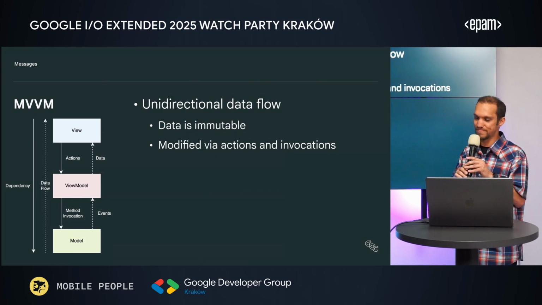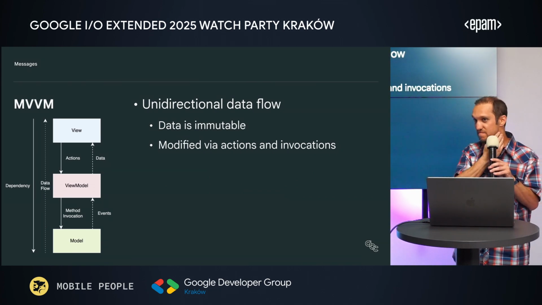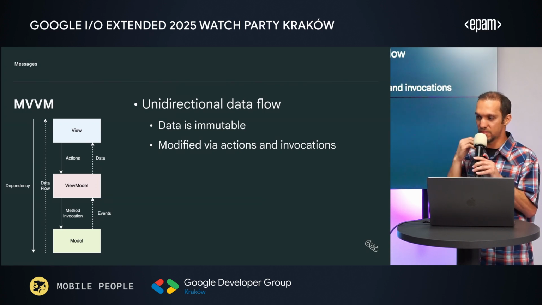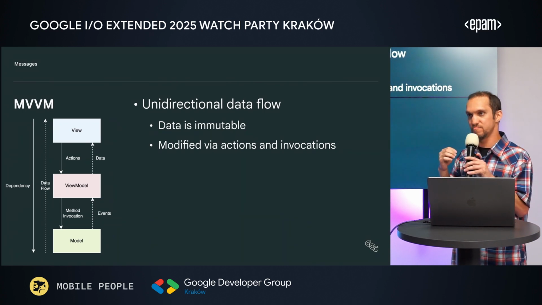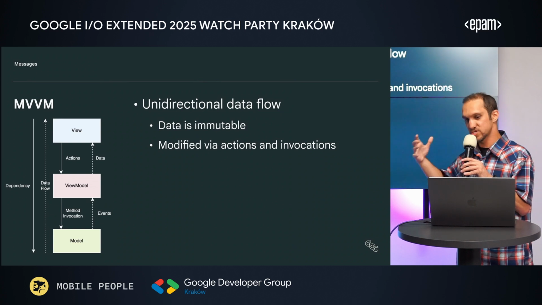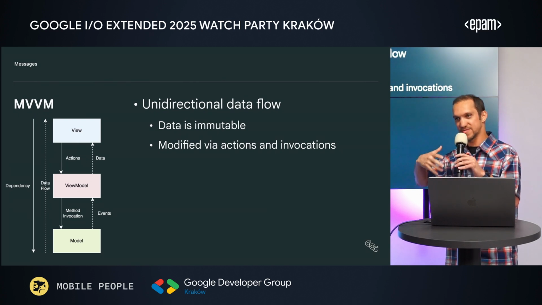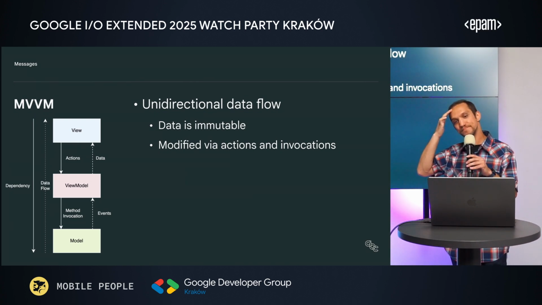To achieve unidirectional data flow, we basically have immutable data, and then modifications, mutations are done through the actions and the invocations that we do, not on the immutable data, but on the things that expose the immutable data.